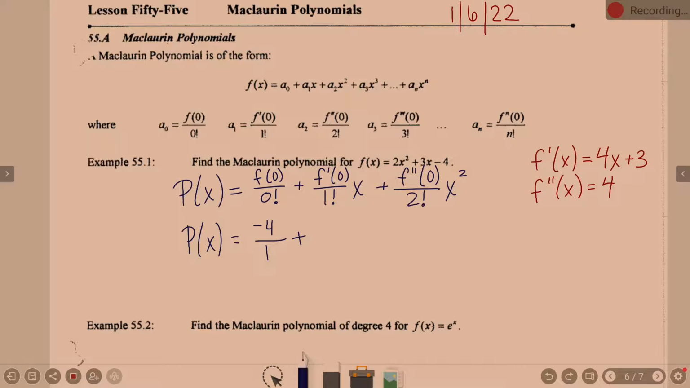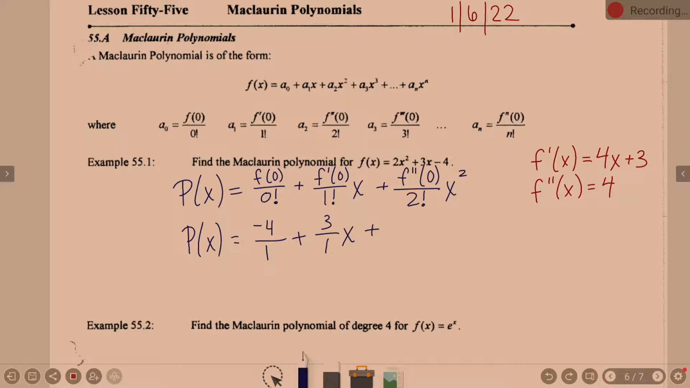Plus, f prime of 0. So the first derivative evaluated at 0 is 3. 1 factorial is 1, because officially you start at the number and multiply all the way down to 1. Well, 1 all the way down to 1, that's just 1. And then that's times x still.